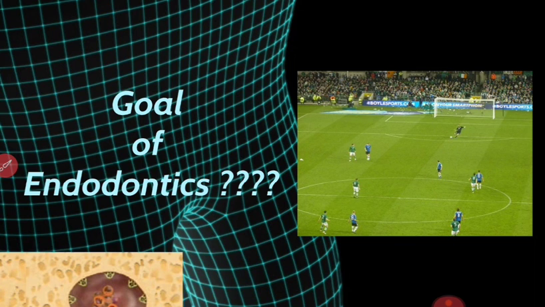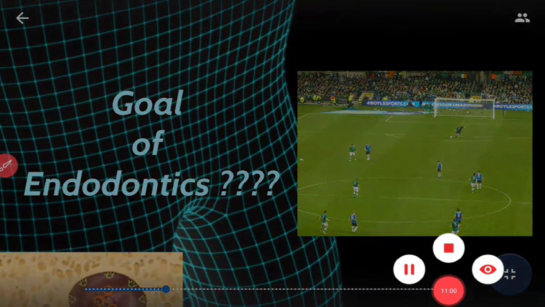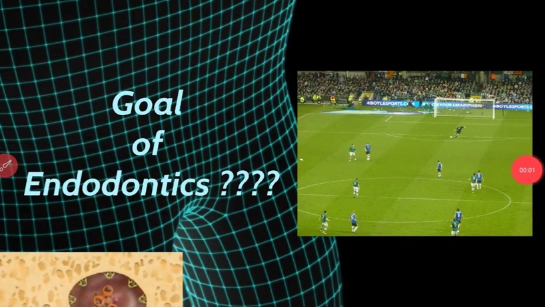So that means whether you do a single sitting root canal, whether you do a multiple sitting root canal, whether you do endodontic surgery, whether you do retreatment, orthograde or retrograde, whatever you do, the goal of endodontics is just to cure the periapical pathology or to prevent the periapical pathology from forming. I hope that's clear. I hope you have now understood why we do endo.